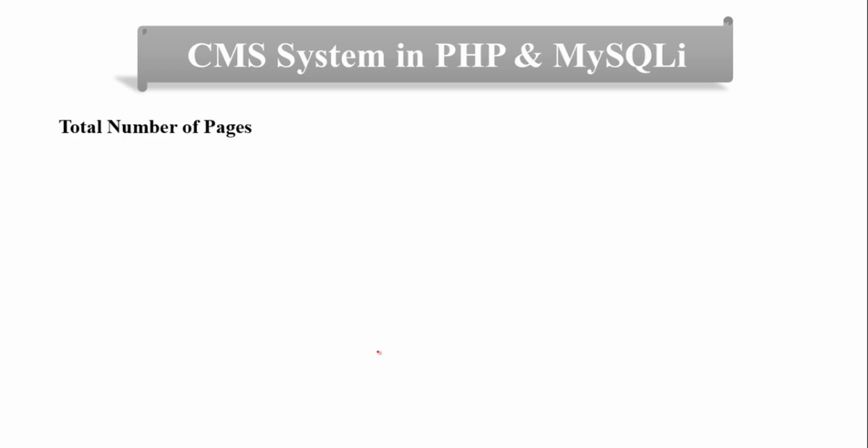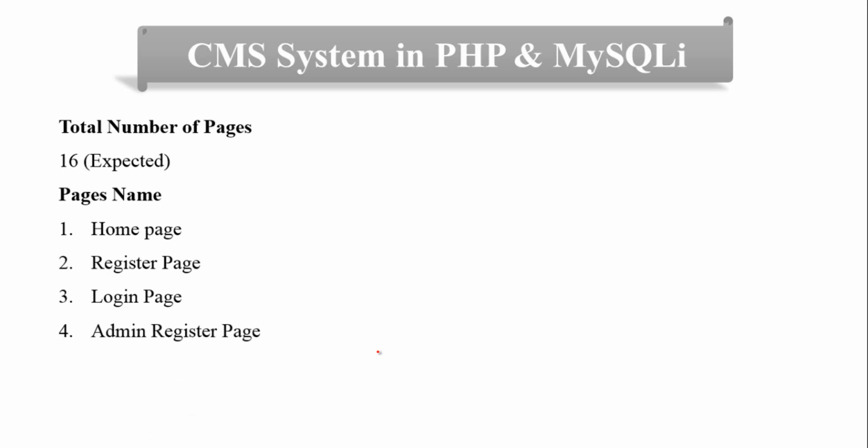First of all, how many pages will be needed for this system? I want to tell you that a total of 16 pages are expected to be required. For example, the home page, register page, login page, and admin register page, on which the admin will be able to register any user. The all post page means all the posts in the CMS system will be displayed to the admin, not the user. And the all user page means all the users of this CMS system will be visible to the admin. These are two pages related to admin.